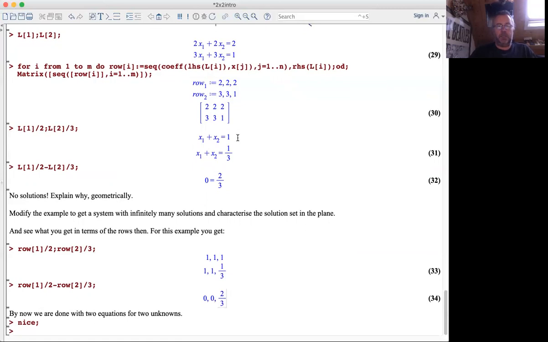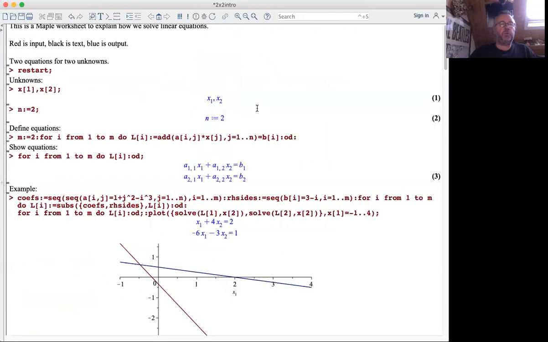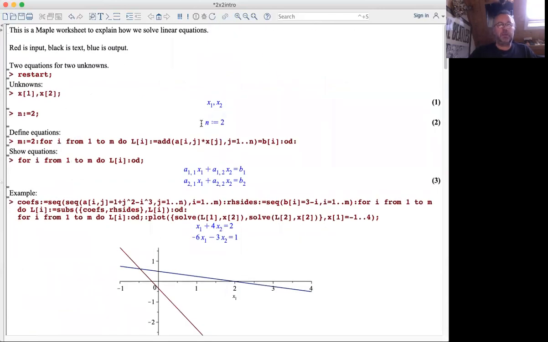Okay. And all this, of course, generalizes to systems with more equations, more unknowns, and then we do not have to take the number of unknowns equal to the number of equations. Okay, so this is a general introduction of systems with two equations and two unknowns. And this is the first time that I do it with a prepared Maple worksheet.